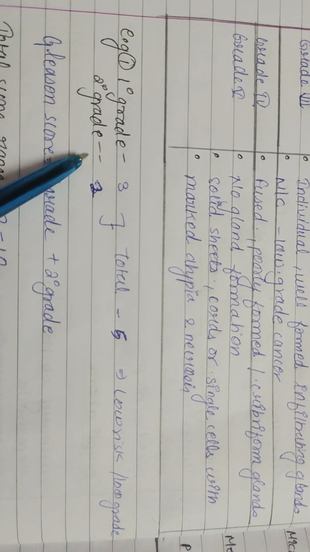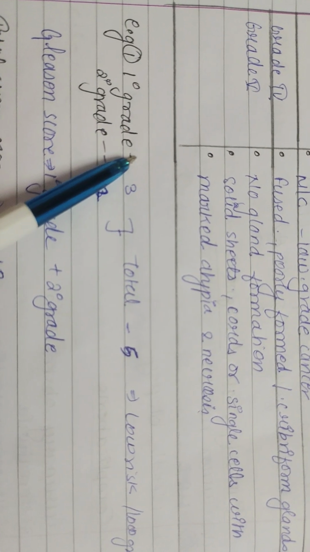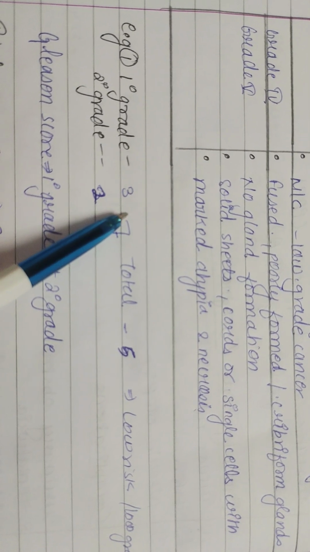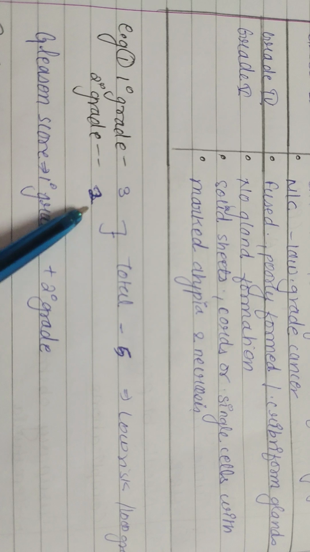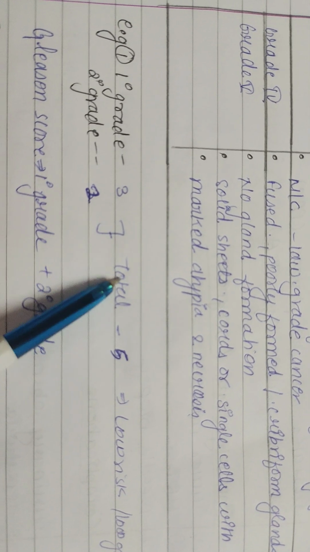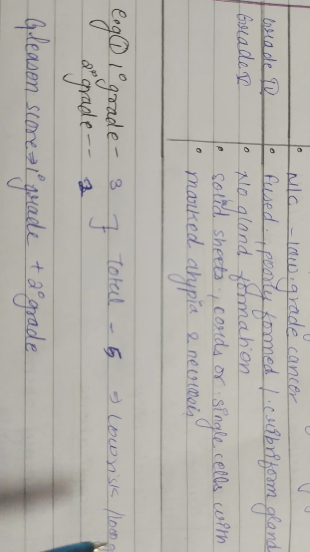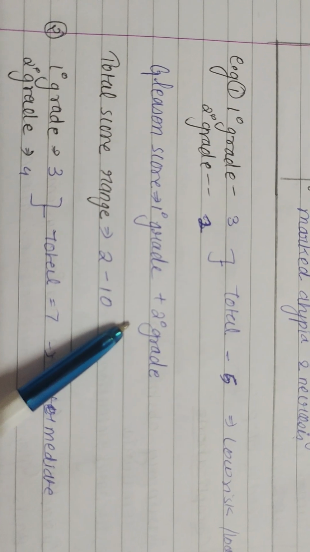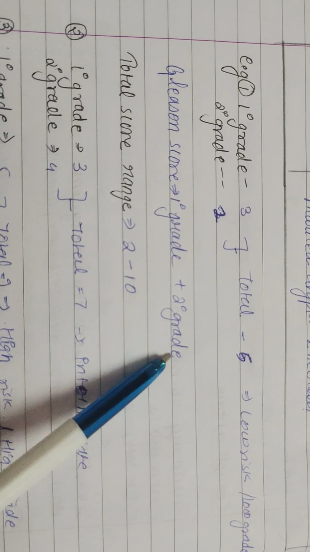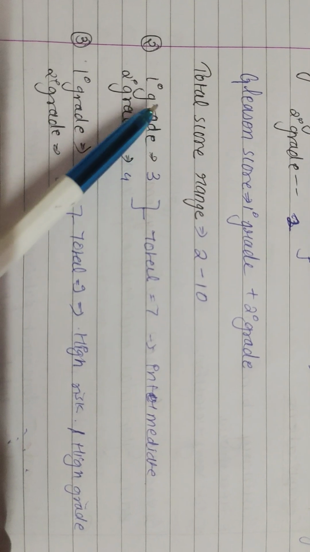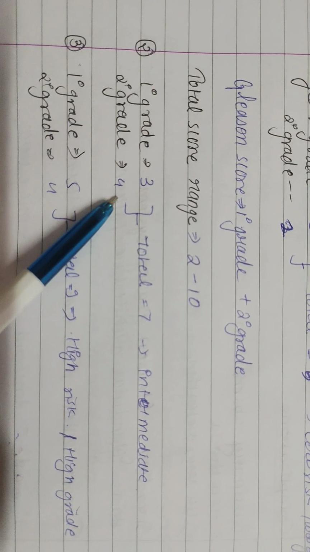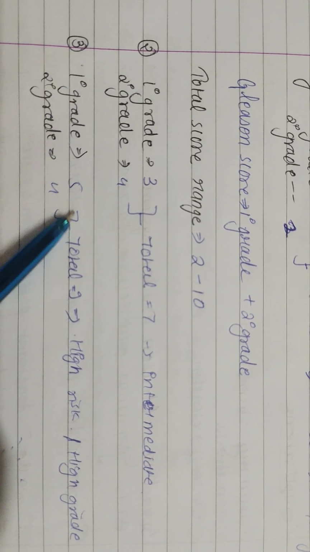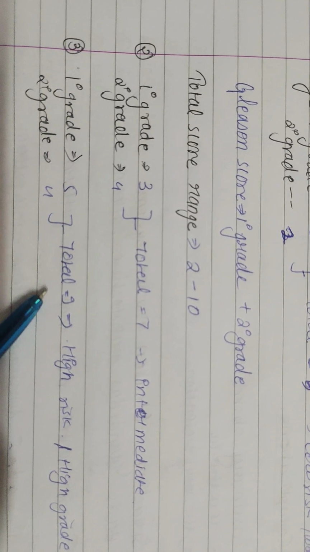For example, in a slide we see the primary grade, in which we see more third grade carcinoma, so we will write 3, and second most common we see second grade carcinoma. The total is 5, so it is a low risk or low grade carcinoma. This Gleason score comes from the addition of primary and secondary grade. If the primary grade is 3 and the secondary grade is 4, then the total is 7, which is an intermediate carcinoma. And if the primary grade is 5 and the secondary grade is 4, then the total is 9, so it is a high risk grade carcinoma.